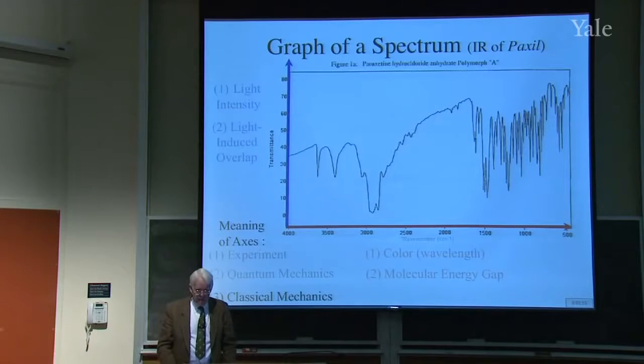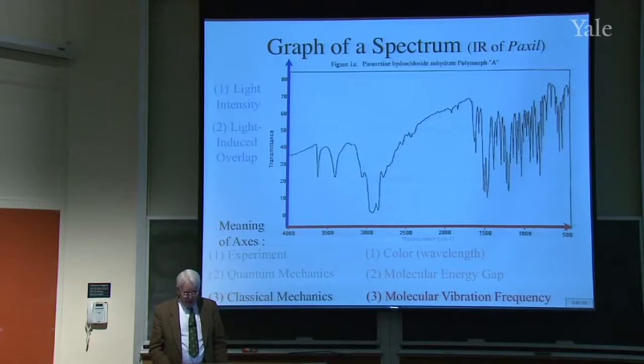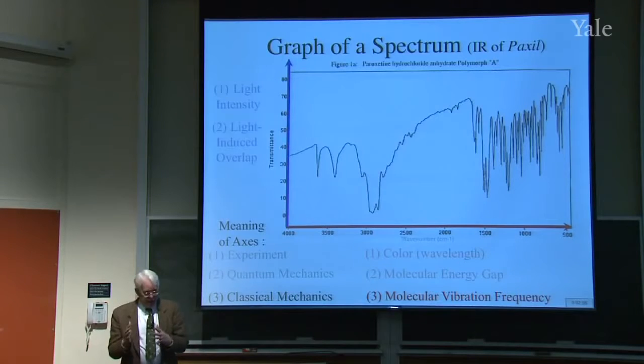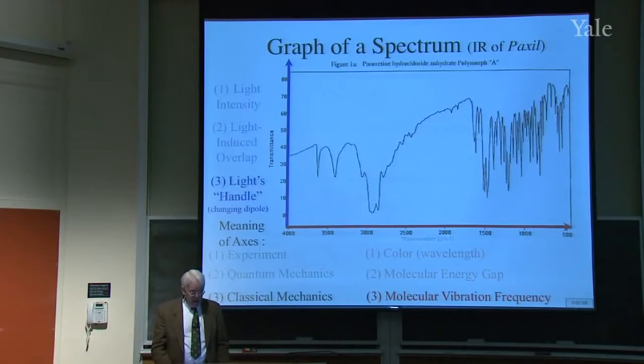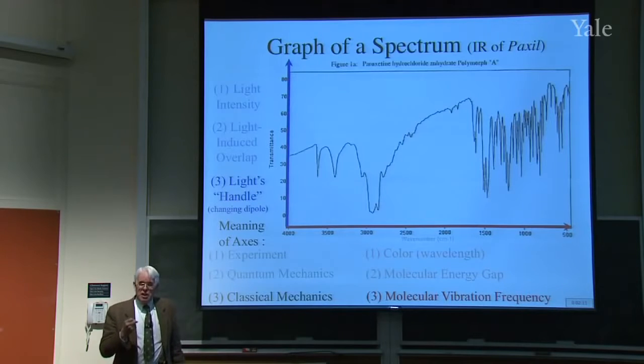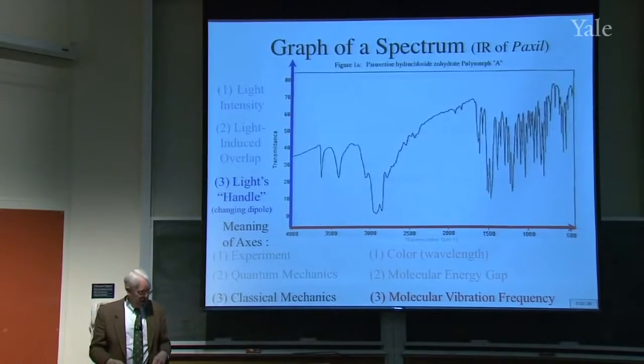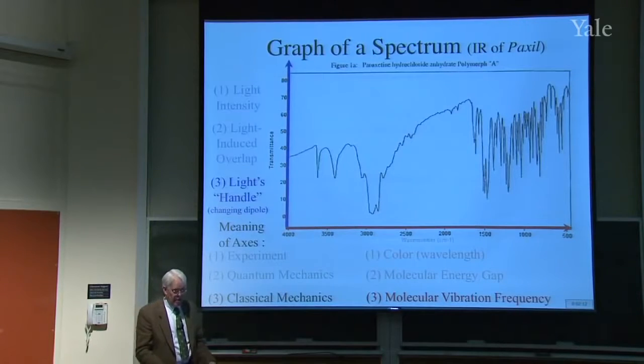Or you can look at it in terms of classical mechanics, which is the way we usually talk about infrared spectroscopy, where the horizontal axis is some actual vibration frequency of the atoms in a molecule, right? And the vertical axis is how much handle the light has on that particular vibration. For example, if you're vibrating H2, you don't change any electronics by doing that. You don't generate a dipole. It doesn't interact with light. But if you vibrate HCl, then you get a big separation of positive and negative charge as you do that, and it does interact with light. Light has a good handle on it.